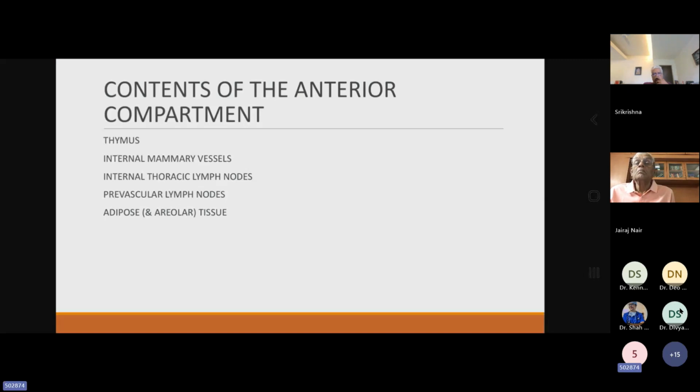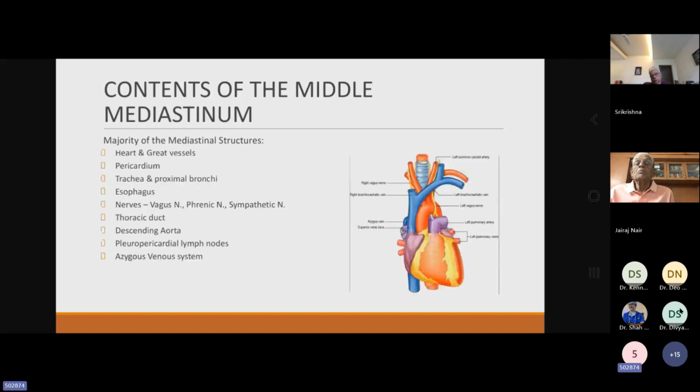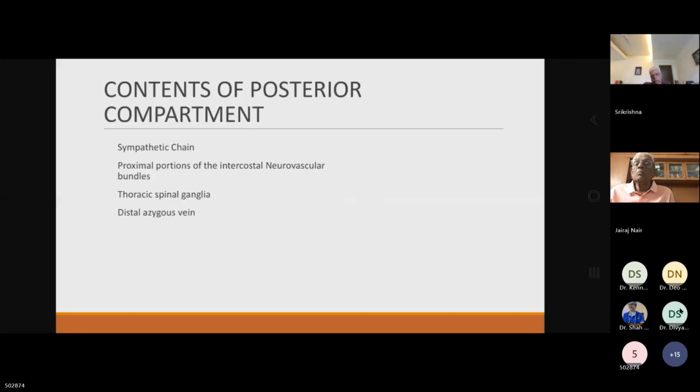The contents of the anterior compartment include the thymus, internal mammary vessels, internal thoracic lymph nodes, prevascular lymph nodes, adipose and areolar tissue. The contents of the middle mediastinum include the heart, great vessels, pericardium, trachea and proximal bronchi, esophagus, nerves including the vagus, phrenic and sympathetic nerves, thoracic duct, descending aorta, pleuropericardial lymph nodes, and azygos venous system. The contents of the posterior compartment include the sympathetic chain, proximal portions of the intercostal neurovascular bundles, thoracic spinal ganglia, and distal azygos vein.